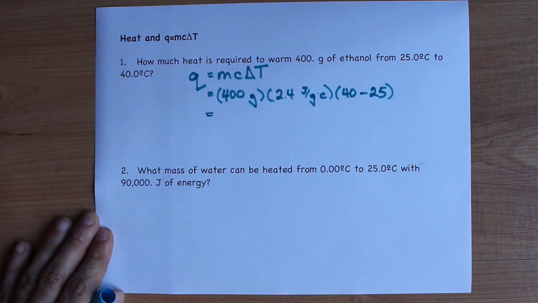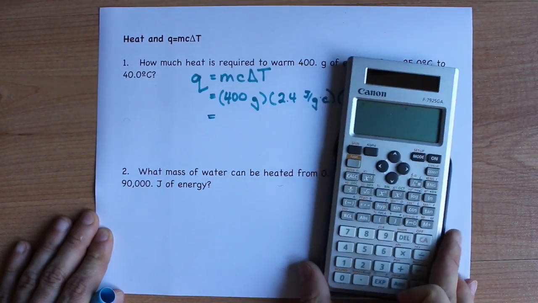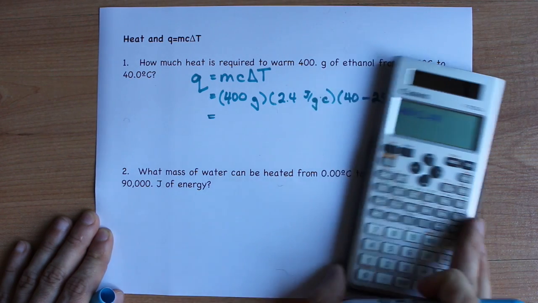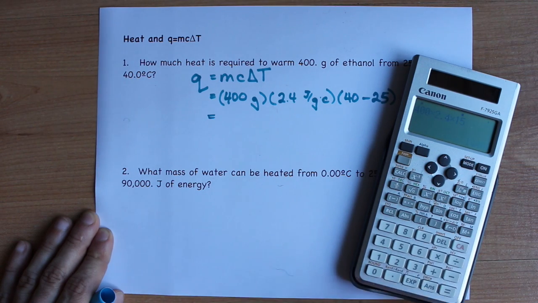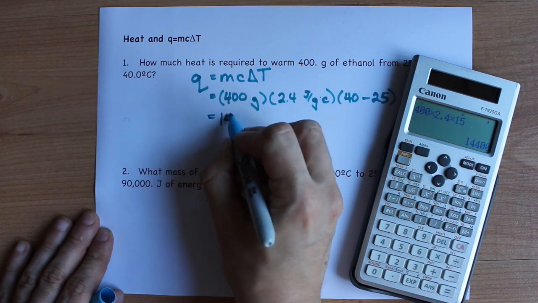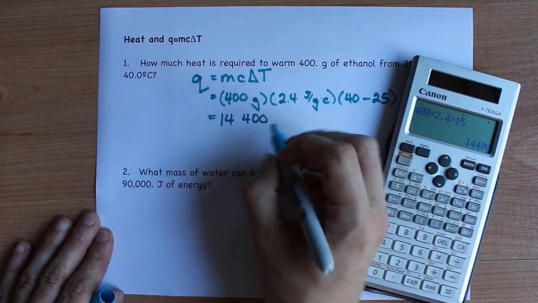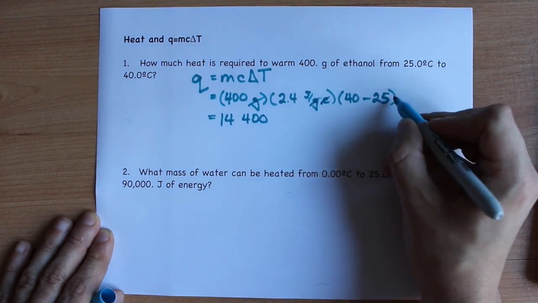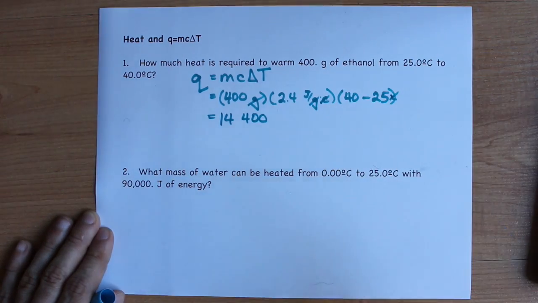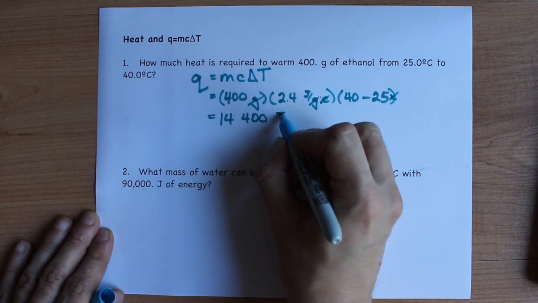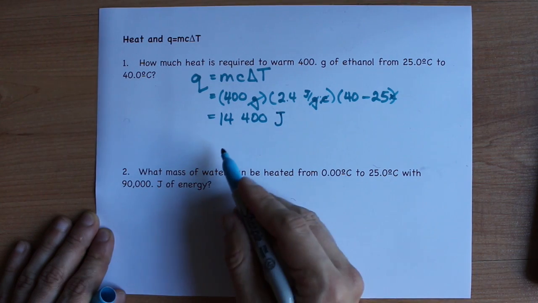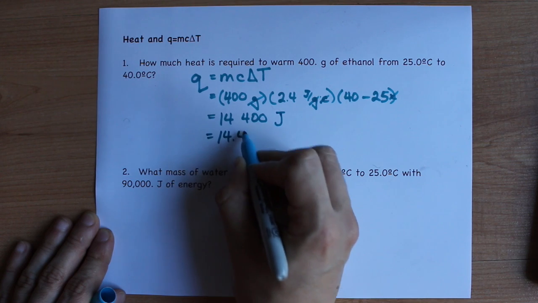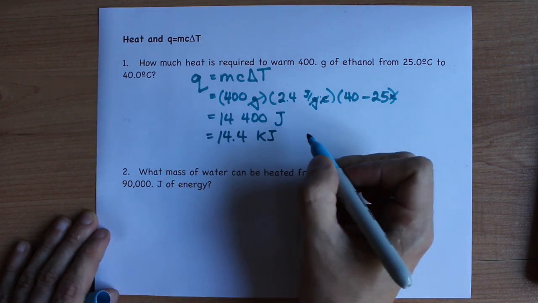So, here I'm on the calculator, I'm going to do 400 times 2.4 times 15. That gives me 14,400. Grams cancels with grams, degrees Celsius cancels with degrees Celsius, which I forgot to write there for you, and this answer is in joules. If you want to convert that to kilojoules, you divide by 1,000, and it's 14.4 kilojoules.